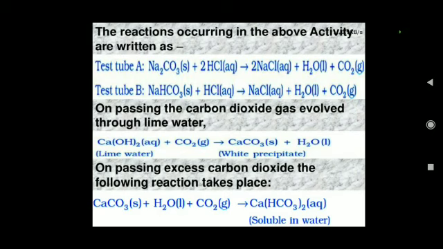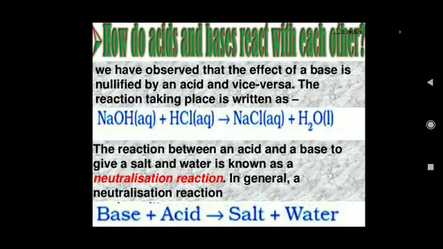On passing excess carbon dioxide, the following reaction takes place. CaCO3 plus H2O plus carbon dioxide gives out calcium hydrogen carbonate. Calcium hydrogen carbonate is soluble in water. So, when metal carbonate and metal hydrogen carbonate react with acids, they give rise to the formation of salt, carbon dioxide, and water.